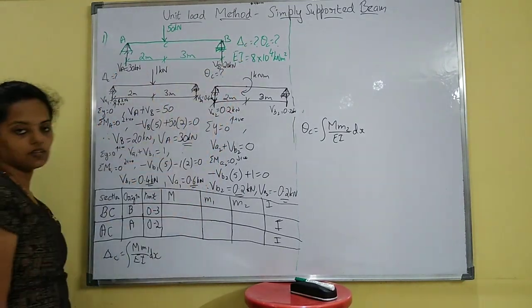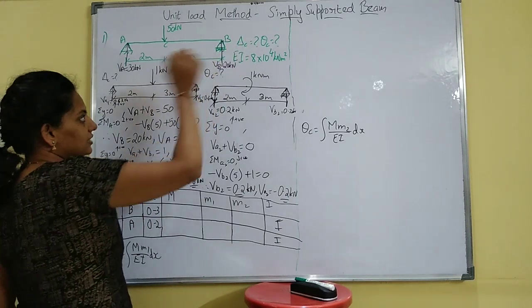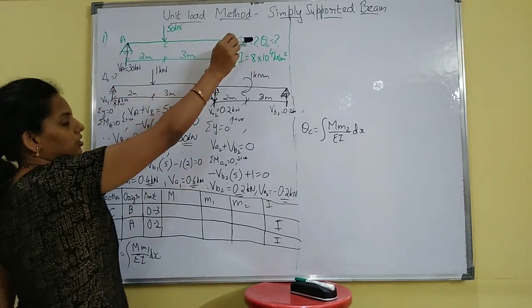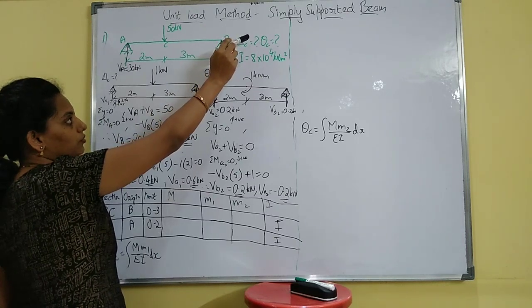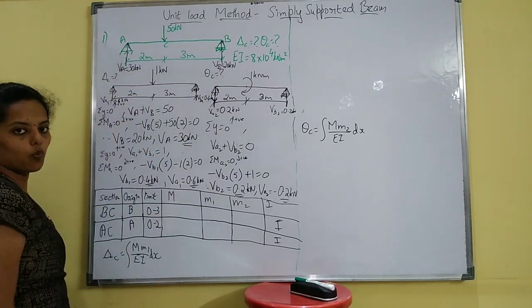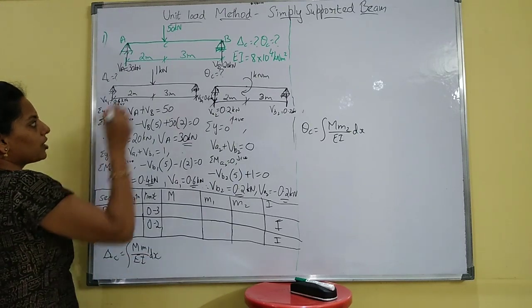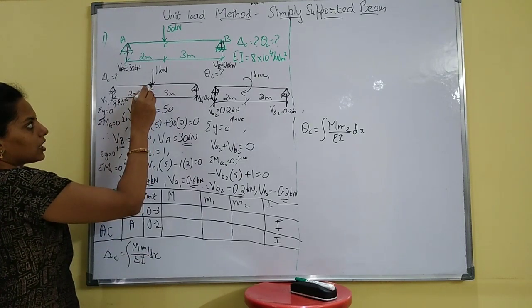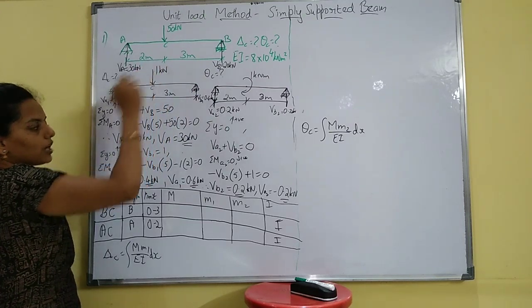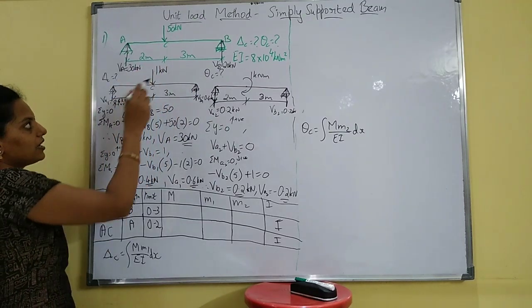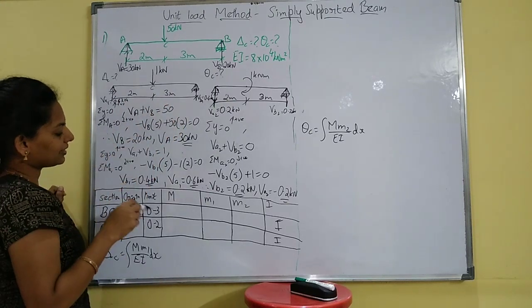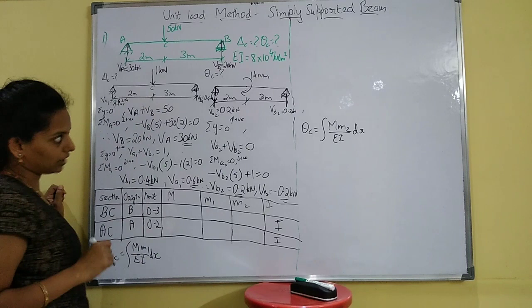EI is given. So to find out delta C, the step is: wherever the point is asked to find out displacement, at that point you have to replace the load by 1 kilonewton. So this is the point C. There you have to replace the point load by 1 kilonewton, just assume that. For that you find out the reaction and use it to calculate the bending moment.